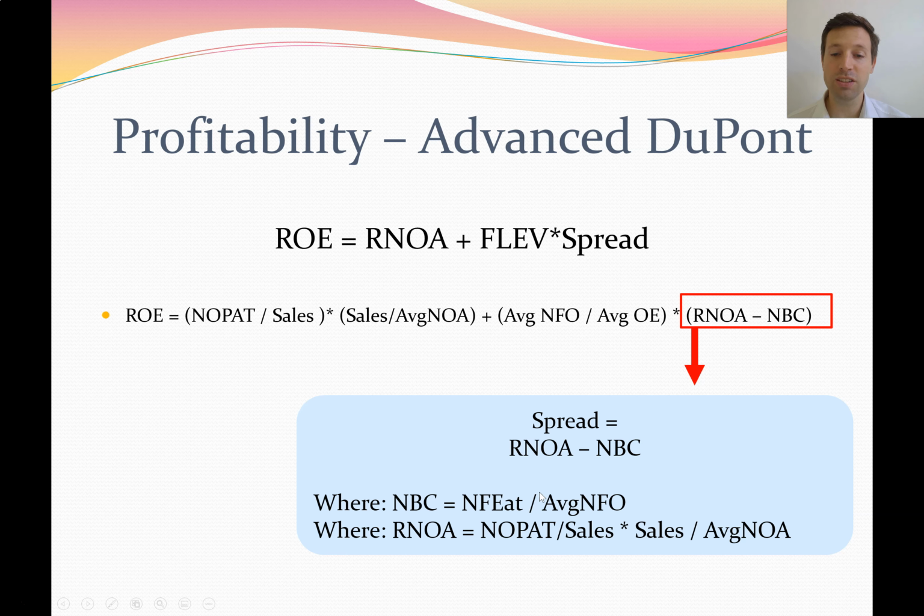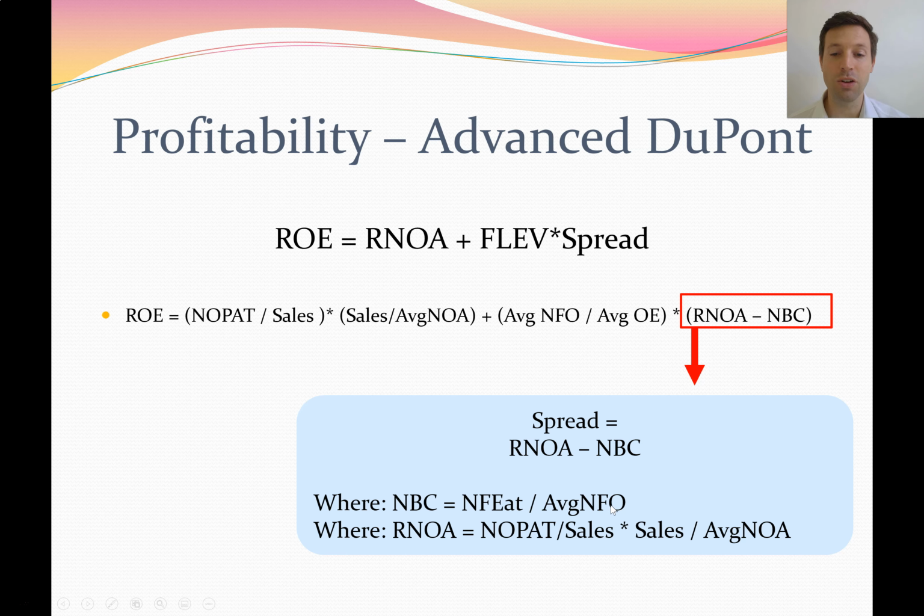The net borrowing cost is net financial expense after tax divided by your average net financial obligations. Your net financial expense after tax is essentially how much interest you have paid during the year, and the average NFO is essentially the amount of debt you have. So NBC, to simplify it and try and remember what's actually happening, is pretty much the interest rate you are paying on your borrowings. Okay, so if my NFEAT for the year was 100 and my average NFO was 1,000, I could think about that as my interest rate is about 10%.